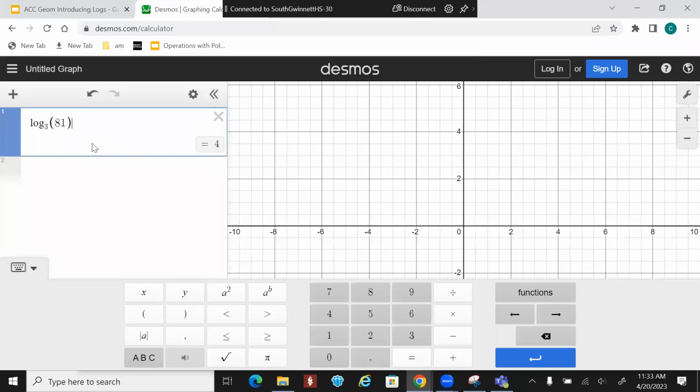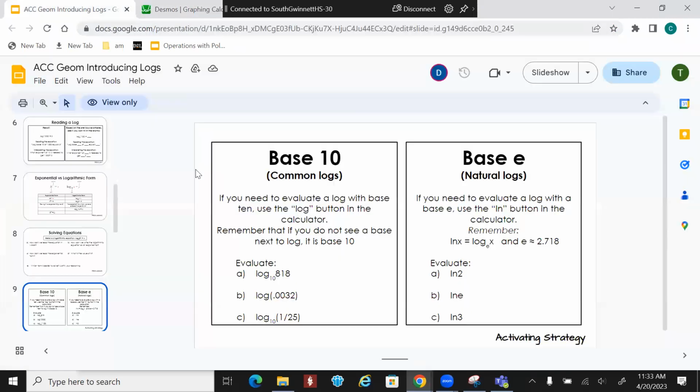We love math, it's fun. I love Desmos. I don't like math. All right, cool.